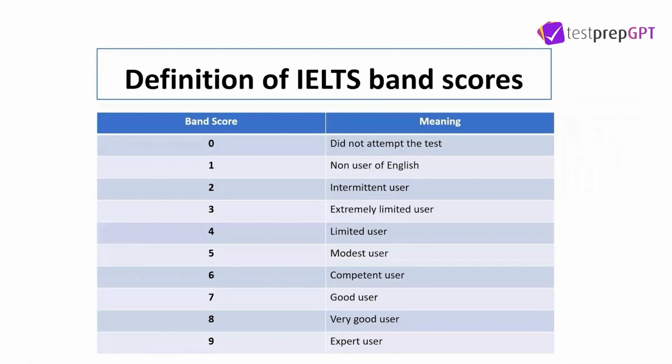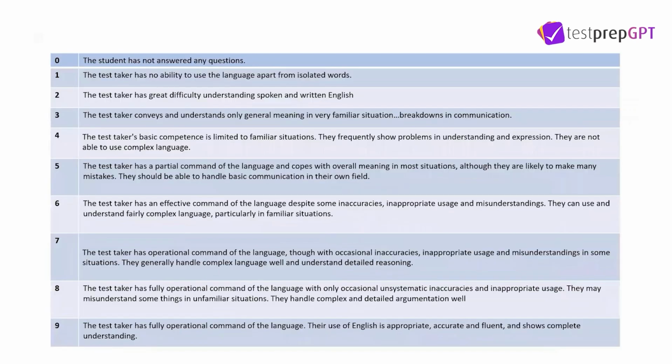Today we are speaking about band scores for IELTS. The definition of IELTS band scores range between 0 and 9. 0 for test takers who don't show up for the test. 1 to 3 band score are for students beginner level, elementary level. 4 to 5 intermediate, and then 6 and above for advanced and proficient level. If you want more detail on what this means, you can look at the definitions here on the list.